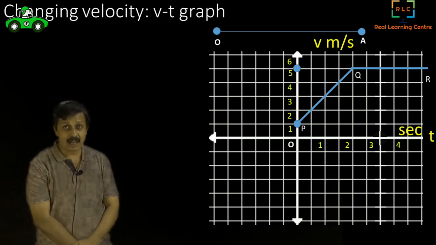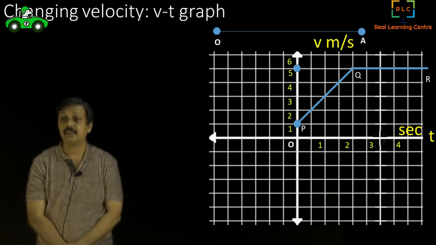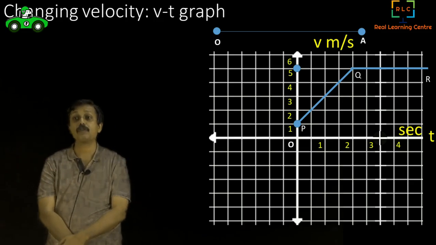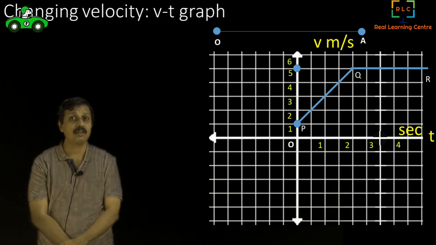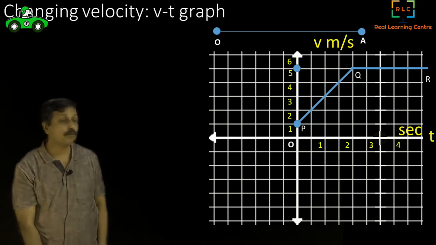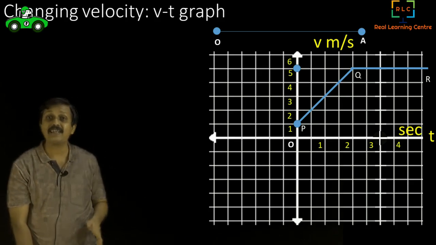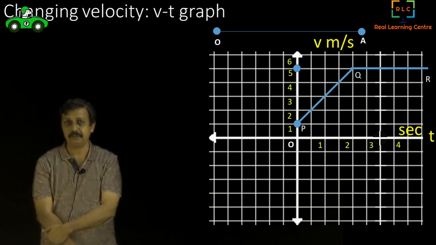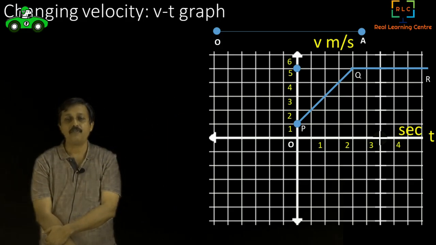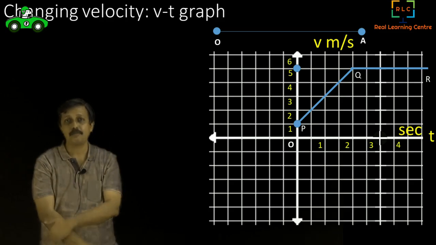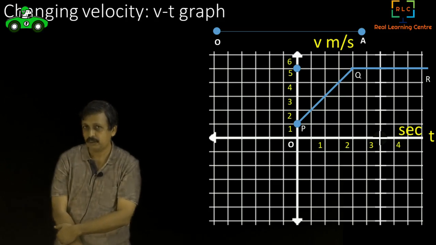In the graph, you can very clearly see PQ is the line which shows from O to A. So what does it show? It shows that as time progresses, the velocity is actually increasing. Now we have to understand how it progresses. Let us see.